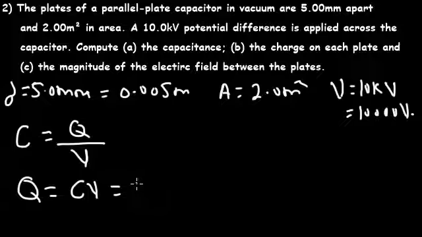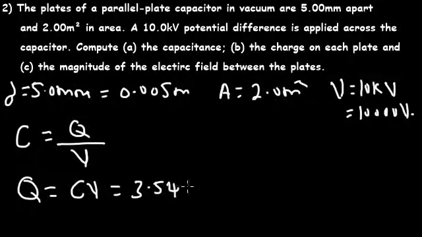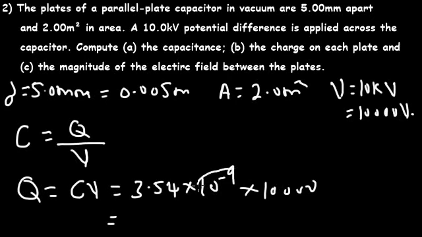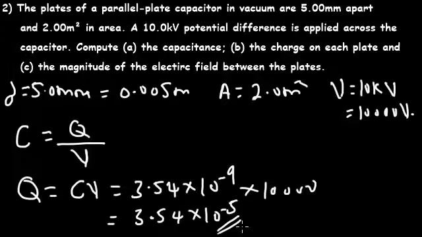Earlier, we said C is 3.54 times 10 to the power of negative 9. And the voltage, we got that to be 10,000. If we do this product, this 10,000 will reduce the 10 to the power of negative 9 to 10 to the power of negative 5. And then we have 3.54 times 10 to the power of negative 5. Excellent. That's our charge. It is a charge that has been measured in coulombs. And that's it. On to part C.